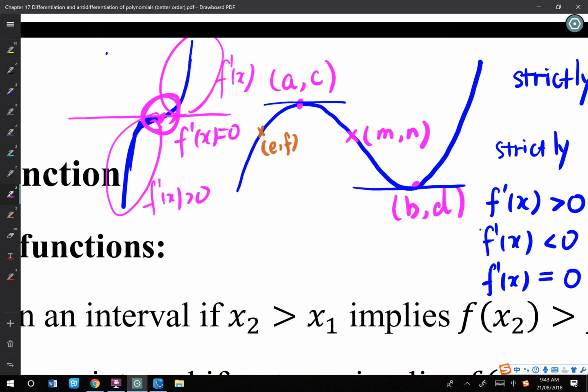There's no horizontal part. It always increases a little bit. It's only stationary at the middle point. Well, think about this is the x cubed function. When you sub in different x, your y must be different. Yeah?